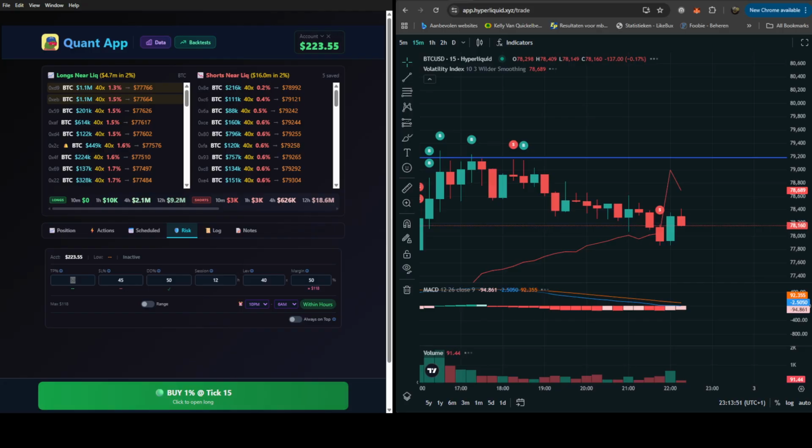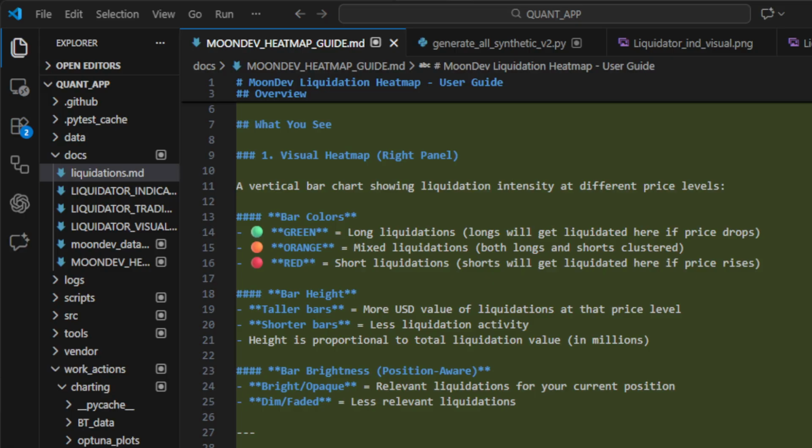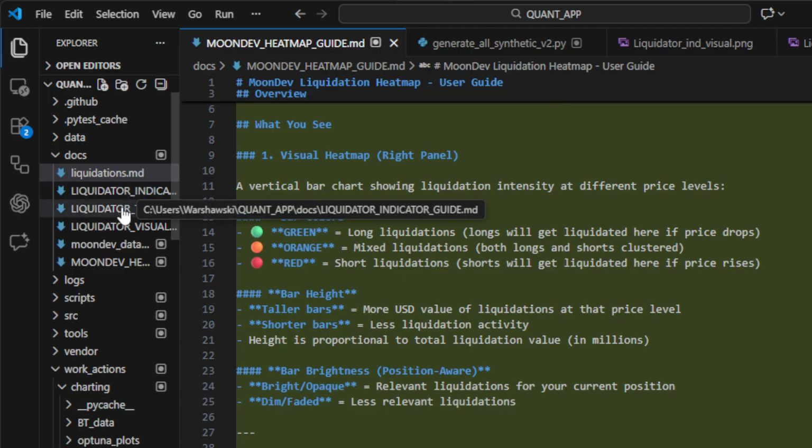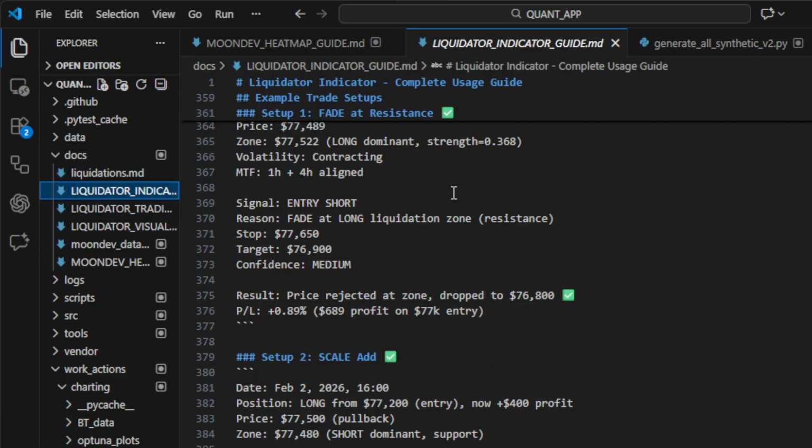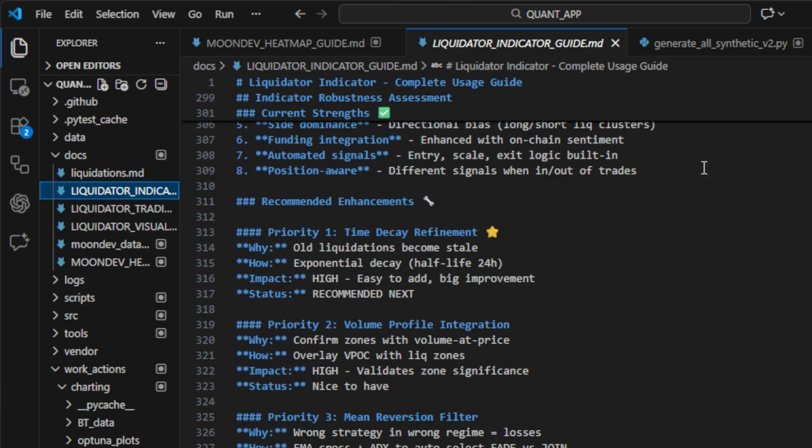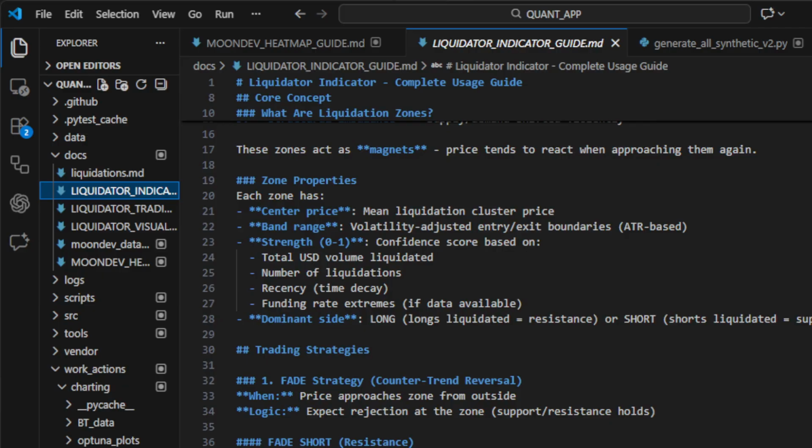So yeah, let's move on with the code. Where is it? Yeah, you can see it, guys, but I have to search on my screen. So we have the heat map. Okay, so the indicator guide. This is quite a doozy, it seems.